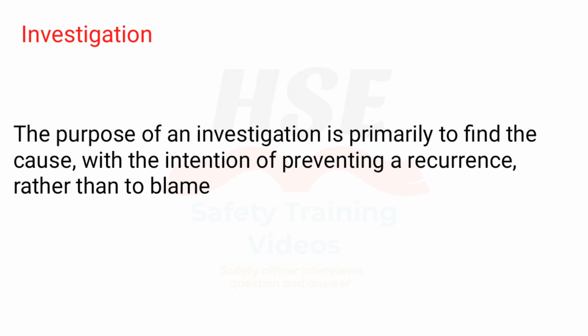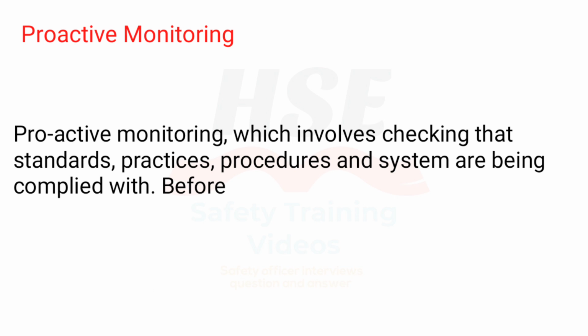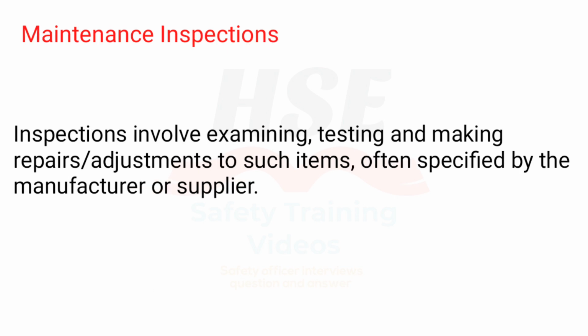The purpose of an investigation is primarily to find the cause, with the intention of preventing a recurrence, rather than to blame. Reactive monitoring is used in the investigation of accidents, incidents or dangerous occurrences after they happen. Proactive monitoring involves checking that standards, practices, procedures and systems are being complied with before.